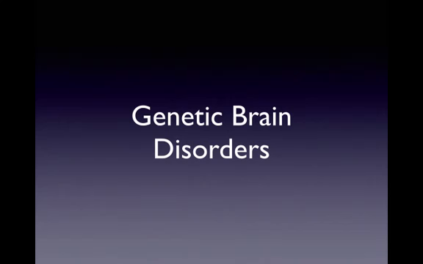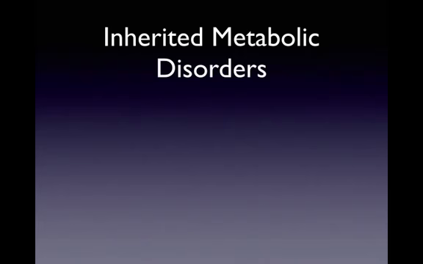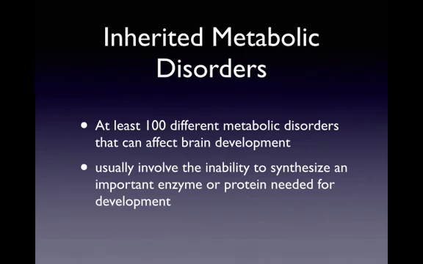The first one that I will talk about is genetic brain disorders, and I'll talk about inherited metabolic disorders first. There are at least 100 different metabolic disorders that can affect the development of the brain. Normal functioning of cells requires intricate interactions between lots of biochemical systems in the brain. So a metabolic disorder usually results in an inability to synthesize an enzyme or protein that's needed in the brain for development. And this lack of the enzyme can often cause brain damage or impair development if it's not identified quickly. If it's identified quickly, then it can be treated to prevent serious brain damage.